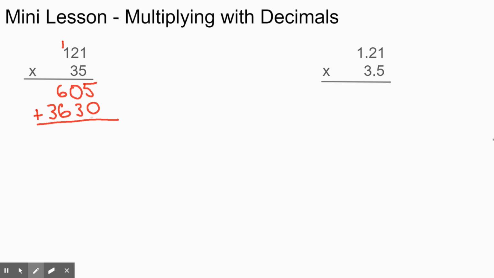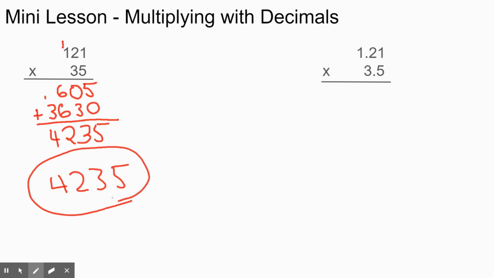So we have 5 plus 0, which is 5. 0 plus 3 is 3. 6 plus 6 is 12, so we're going to put the 2 here, carry the 1, and then 3 plus 1 is 4. So the solution to our 121 times 35 is 4,235.